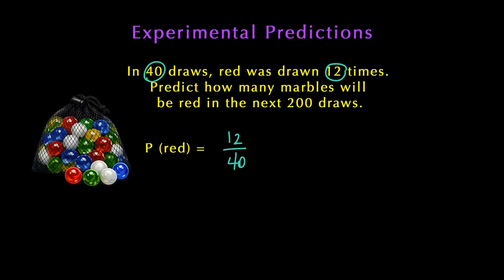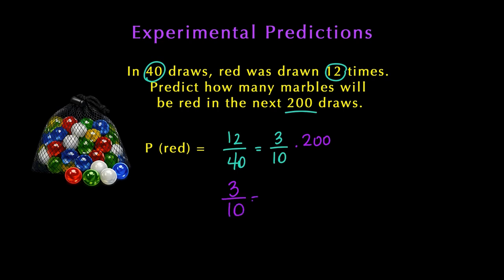This goes back to our experimental probability. If you missed that video, you can find it linked below. I could reduce my fraction by dividing by 4, so I have 3/10. Now that I've reduced my fraction to 3/10, I could multiply this times 200, which gives me the same information as last time, but there is another way I could set this up.